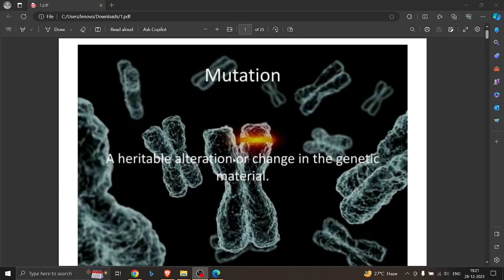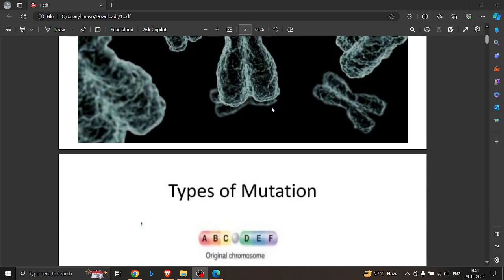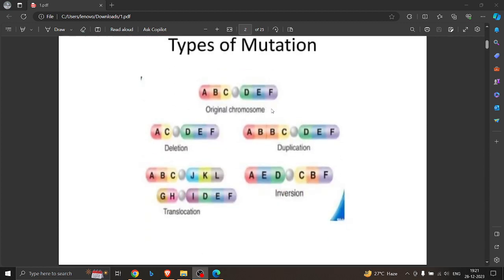Dear students, from genetics we move on to one more topic, that is mutations. This is a topic related to mutation. We all know mutation is a change. A heritable alteration or change in the genetic material is called a mutation. And there are different types of mutations.